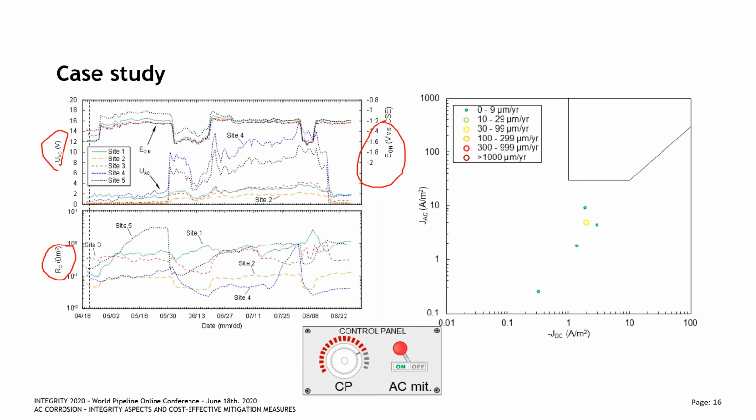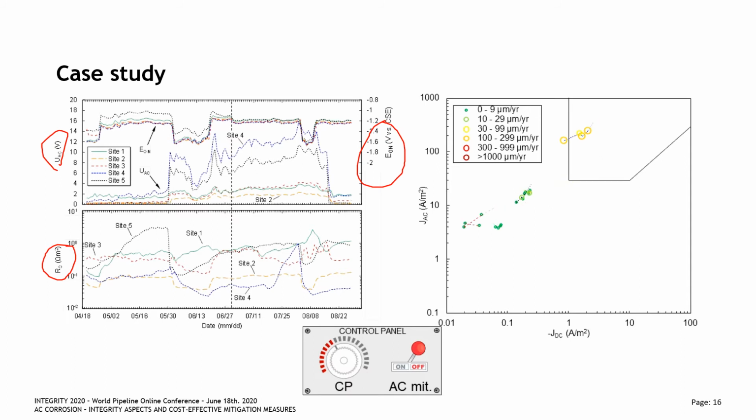And as we go, we can see that at high CP, we sit around here, but once we reduce the level of CP, all the data points move towards the left. We see very little, if any at all, corrosion from the ER probes. Now we're going to turn off this AC mitigation and increase the level of CP, and all the points immediately shift towards higher AC and DC current densities, and one probe ends up in the high corrosion area.